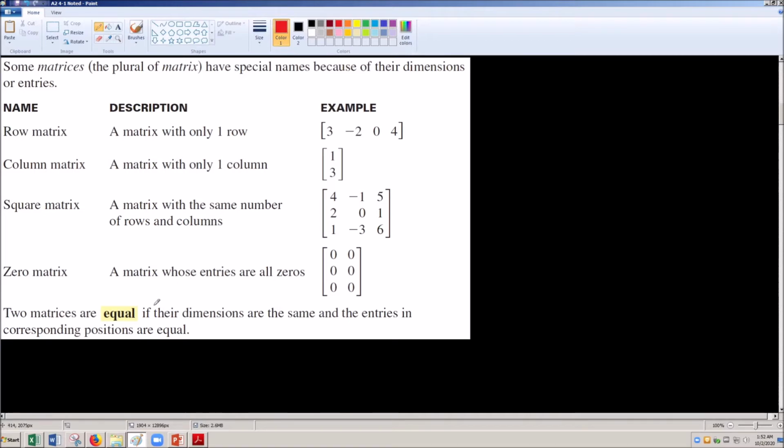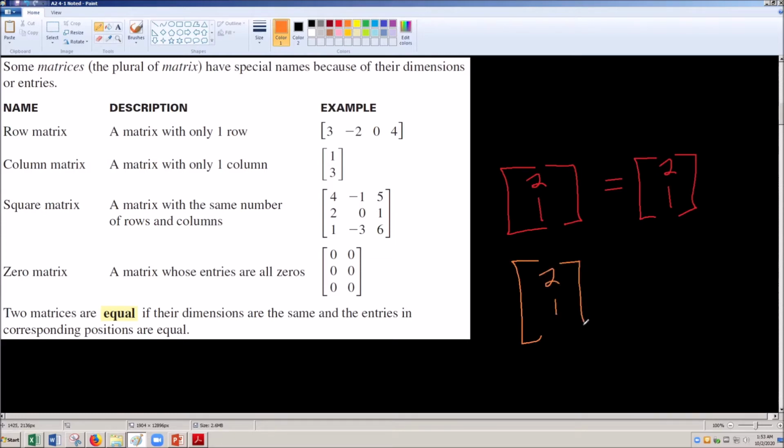Two matrices are equal only if their dimensions are the same and the entries in the corresponding positions are equal. So if I had something like this, I'm just going to draw a quick 2 by 1 matrix. I'll even enter the values. This thing would be equal to a 2 by 1 like that, but a 2 by 1 like this is not the same thing as saying 1 by 2. It doesn't matter that I swap the position of these things, it's just that the rows and columns, the dimensions, don't match up.